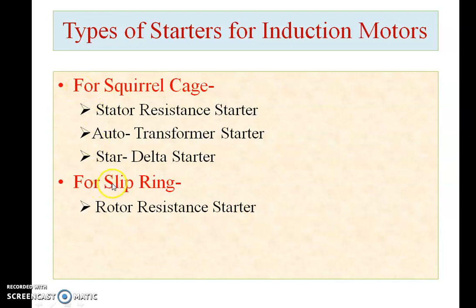But for the slip ring induction motor, as I know, I have a separate winding on the rotor side. So for the slip ring induction motor, we purposefully use a separate starter that we call a rotor resistance starter, because the rotor winding is there. We can connect an external resistance, called the rotor resistance, in the circuit, so that we can control this resistance for the starting operation of the induction motor.